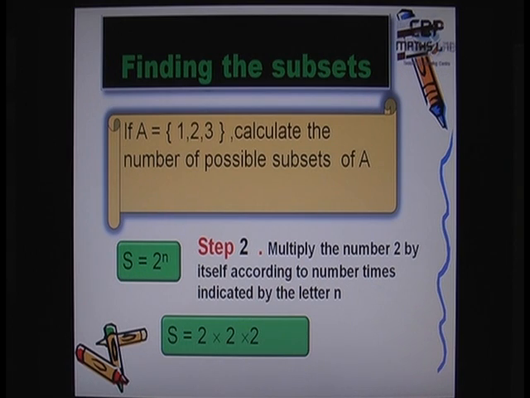Okay, now note, how many times have we multiplied 2 by itself here? 3 times, because N is what? 3. So 2 times 2 times 2 will give us 8. Very good. So therefore, the number of subsets that can be formed from set A is equal to 8. And how we got that is by using this formula. Very good.